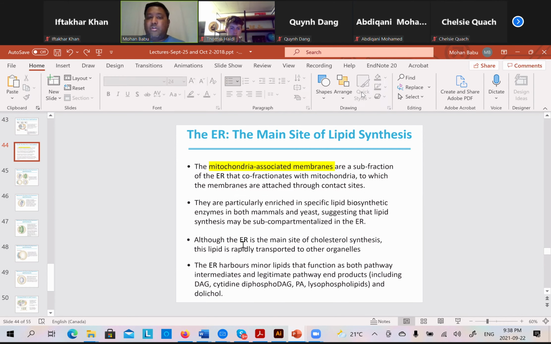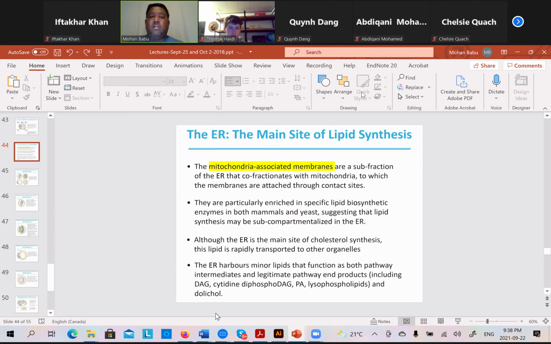Okay, as you know, the ER is the main site of cholesterol synthesis. The lipid is rapidly transported to other organelles. We'll talk in a subsequent slide about how this is done, which organelle goes where, which lipid goes to which organelle, okay? The ER harbors minor lipids that function as both pathway intermediates and legitimate pathway products.